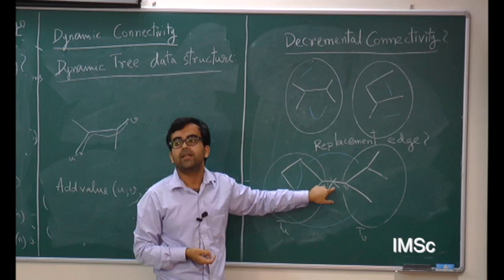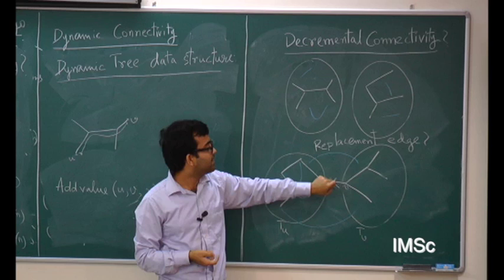I don't need to do anything. You need to maintain this forest, right? But the connectivity doesn't change. Can't it? Later on, this edge will get deleted. Then what will you do?